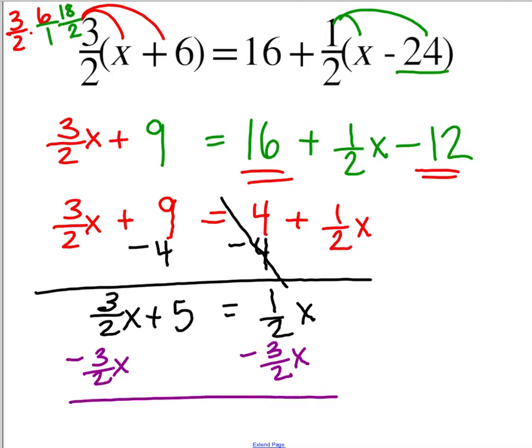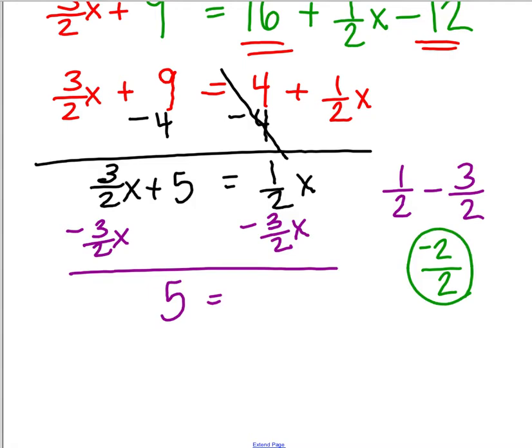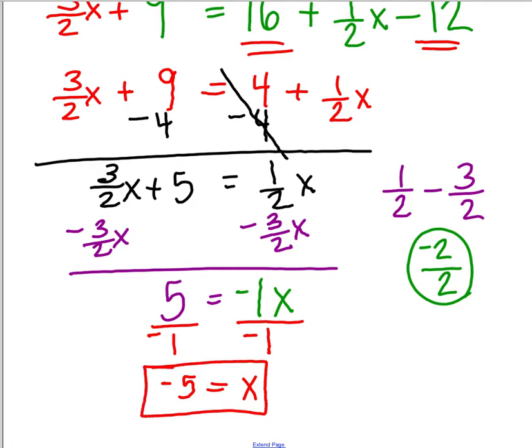Let me extend my page. So I have 5 is equal to, what's 1/2 minus 3/2? Well, 1 minus 3 is -2/2. What's -2 divided by 2? -1x. Remember, we don't want a negative x, so let's divide both sides by the coefficient of -1. And we have x is equal to -5. See, not so scary after all.